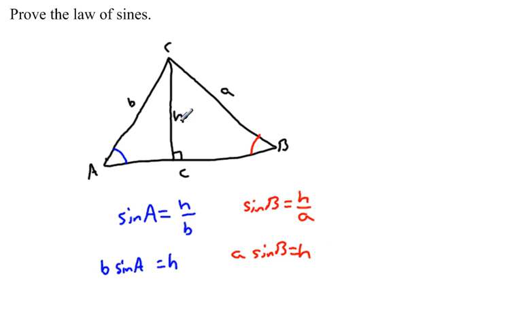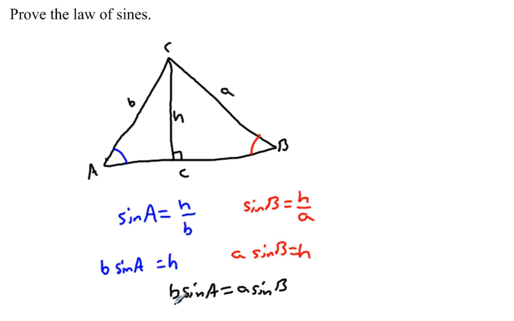Now notice h is the same no matter which triangle we're looking at here. So since this h is equal to b times the sine of A, h is also equal to a times the sine of B, these two quantities must be equal to each other. So we can say b times the sine of A is equal to a times the sine of B.